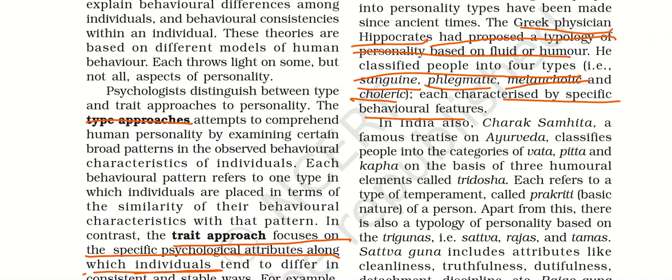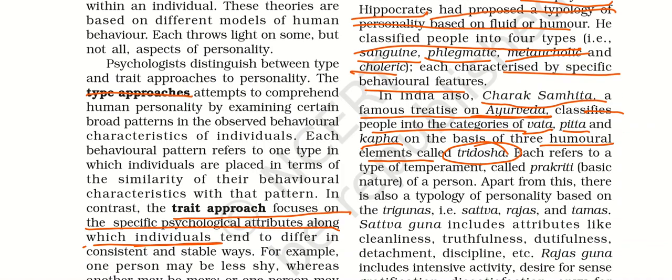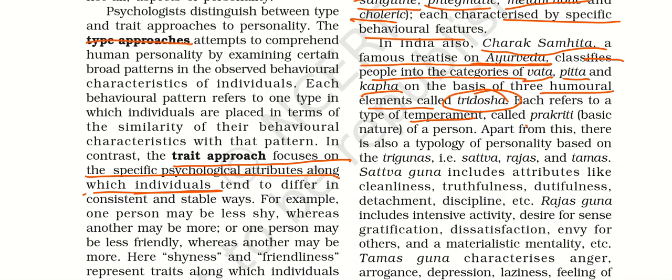In India also, Charak Samhita, a famous treatise of Ayurveda, classifies people into categories as Vata, Pitta, and Kapha on the basis of three humoral elements called Tridosha. Each refers to a type of temperament, prakriti, like the basic nature of a person. Apart from this, there is also a typology of personality based on trigunas, which are sattva, rajas and tamas.